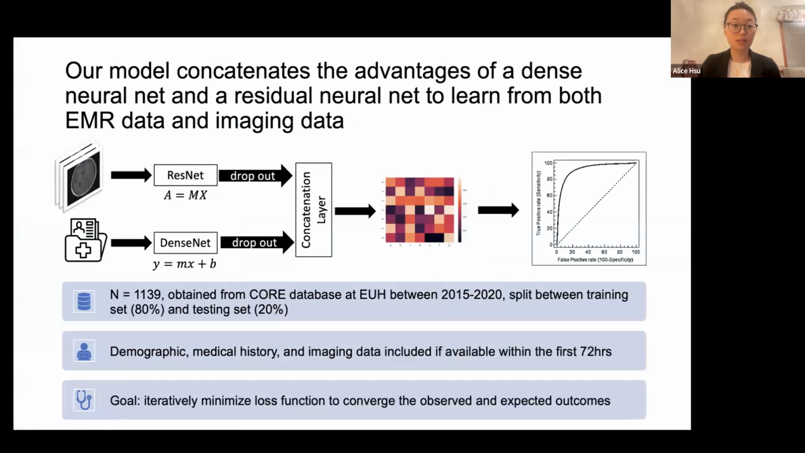So what our model does, this is a schematic of our model. Our model concatenates the advantages from a dense neural net and a residual neural net to learn from both data that we can get from EPIC and imaging data that we obtain within the first 24 to 72 hours of the patient's arrival. So here you can see that the imaging data is fed into the residual network, and then the patient's EMR data is fed into the dense neural net. And then they're combined via a dropout function into a concatenation layer that then processes the data into some rough matrix that we can then analyze for accuracy, and a few other things that I'll talk about later.